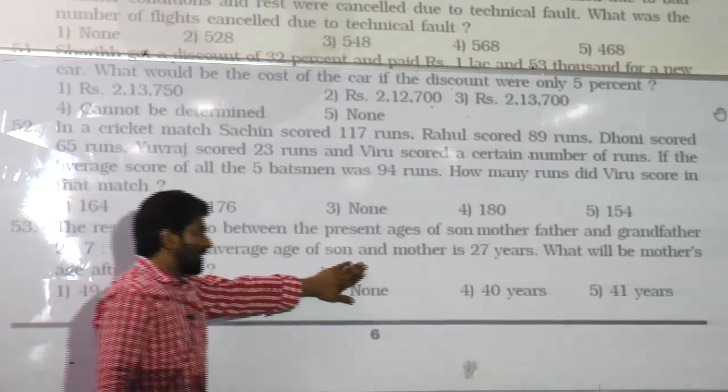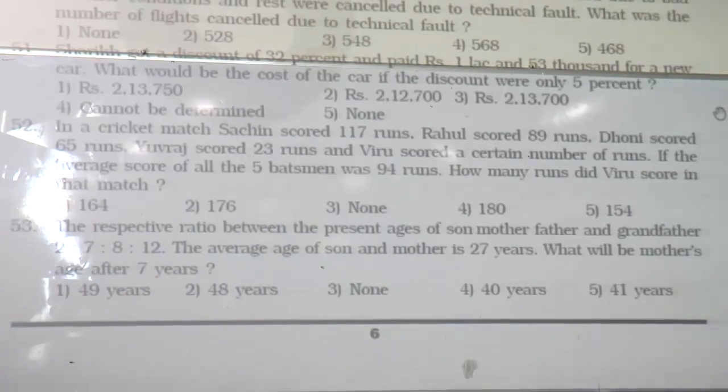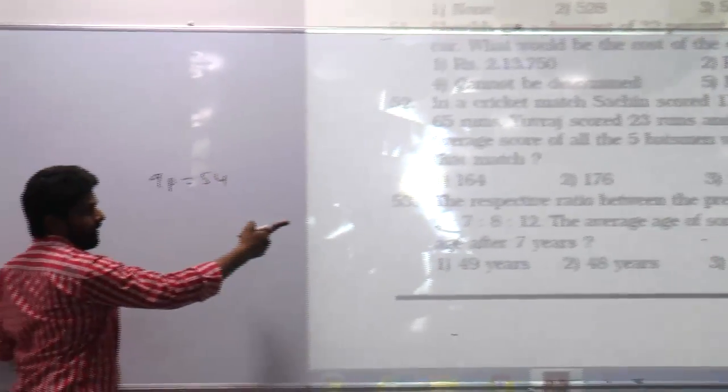Average of son's age and mother's age is given as 27. Then what about the sum of ages of mother and son? 54. In terms of number of parts, how many parts is this? So 9 parts is equal to 54.